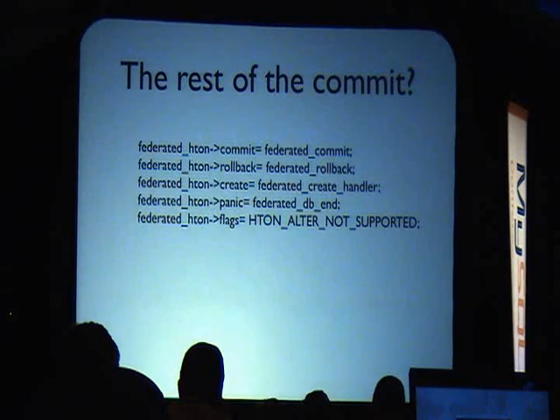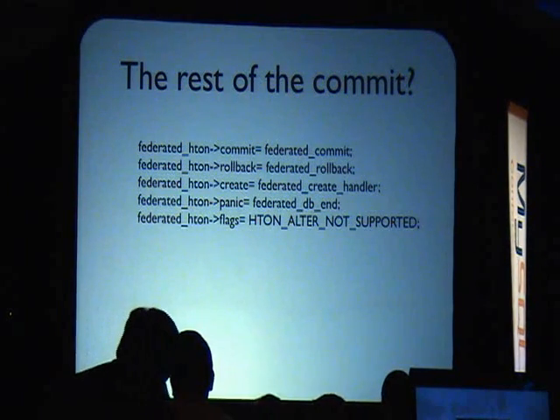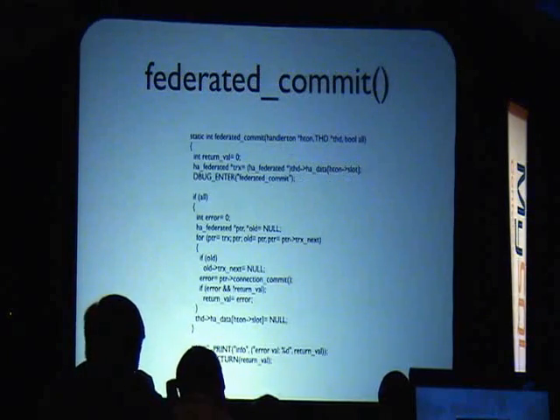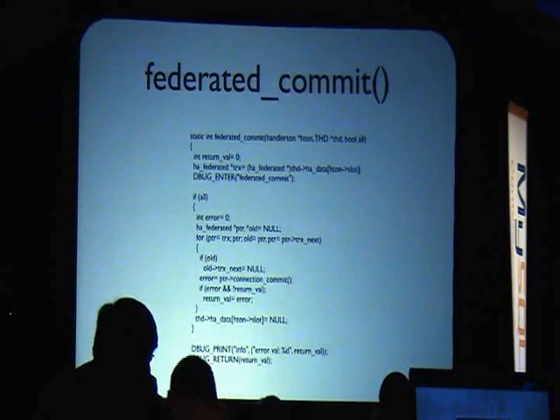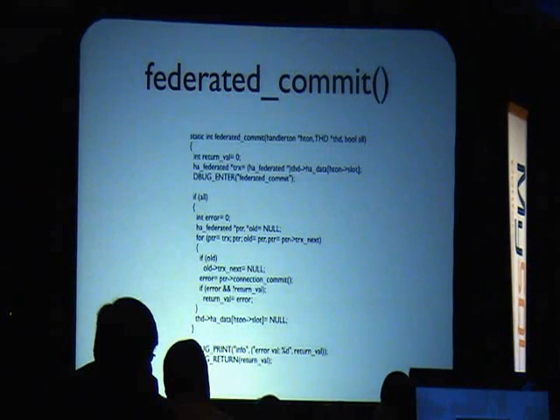So now notice this. This is something we saw two hours ago. This is the handlerton itself. And this is where we declared that we actually handle transactions: by declaring that you have a method called commit, we declare that you have the ability to handle transactions. Here is federated commit. This is actually how commit is done in Federated itself. Notice that this is a handlerton call. It's not called on any particular cursor or handler. It's actually called on the storage engine itself.